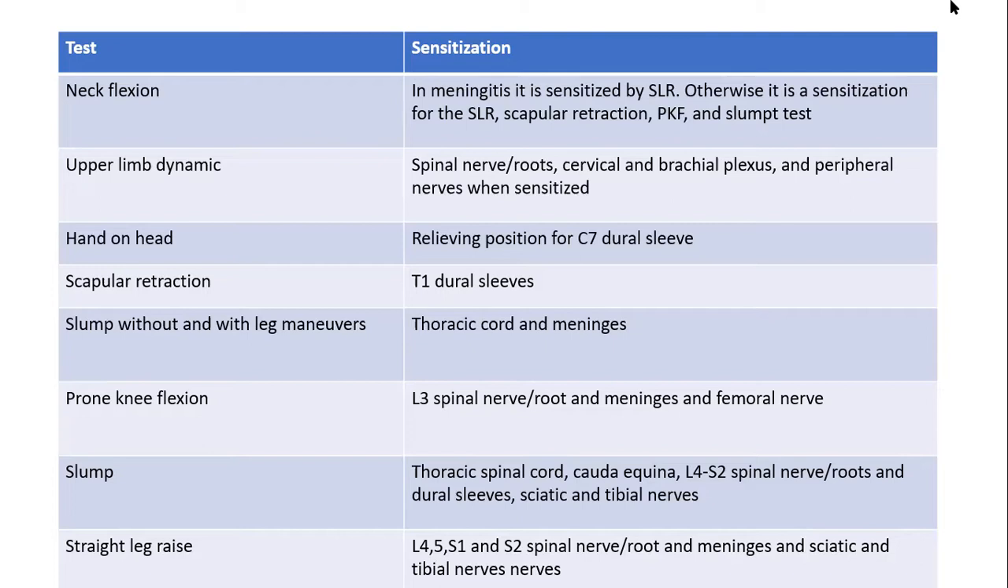Slump test proper, the way we normally think about it, including the legs, as I say, is thoracic spinal cord, cauda equina, L4 to S2 spinal nerve and roots, dural sleeve, sciatic and tibial nerves, everything really running down the back of the legs. The straight leg raise, L4, 5, S1 and S2, roots and nerves, their meninges, sciatic and tibial nerves again.